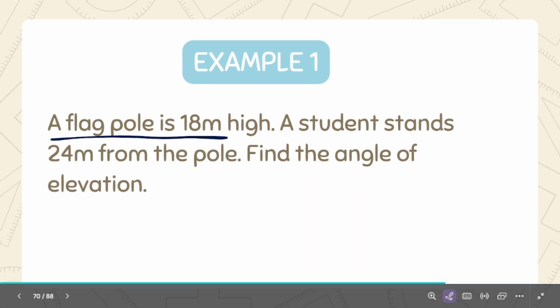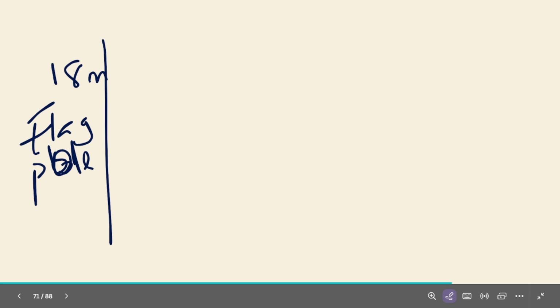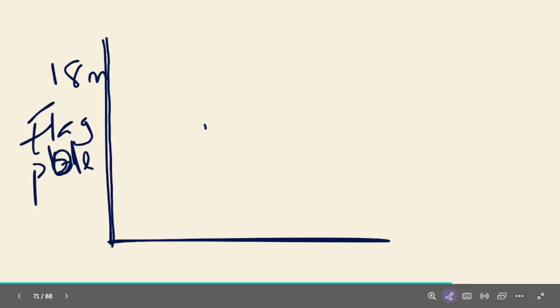Then a student stands 24 meters away from the pole. So again, like I said, I even made a mistake here. You have to first draw your horizontal line. So there is a horizontal line definitely. Then the flagpole is resting on the horizontal line. So this is a horizontal line. Then the flagpole is resting on the horizontal line.